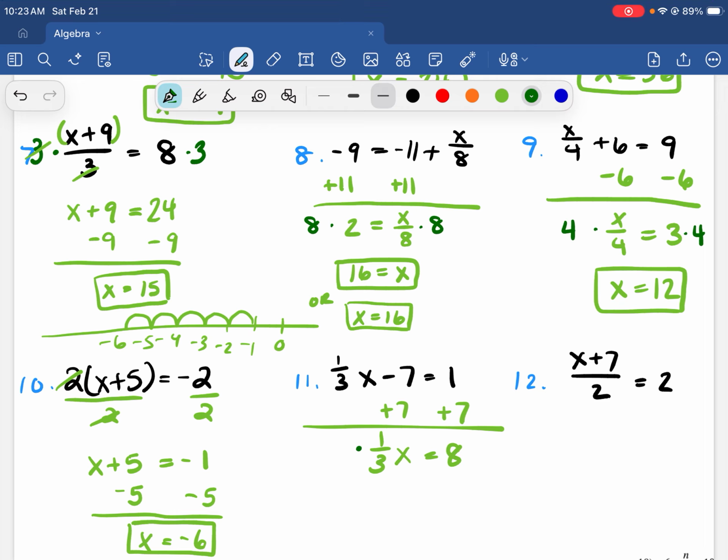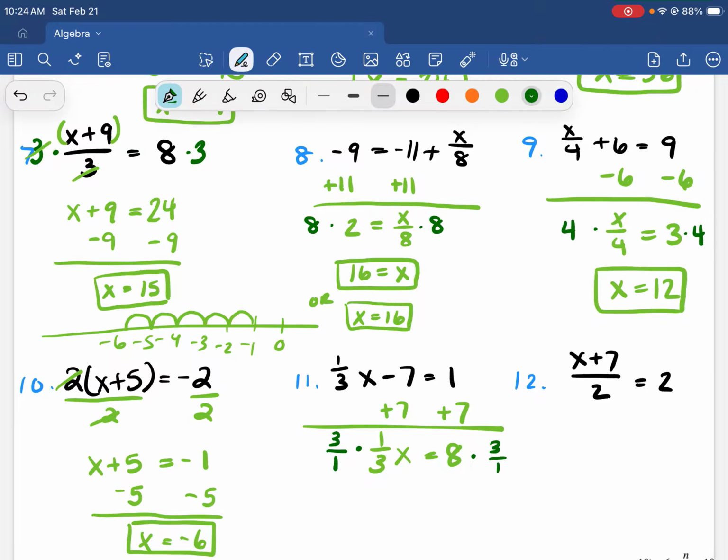So I'm going to multiply by the opposite of 1/3, which is 3 over 1. That is called the reciprocal when I flip the numerator and denominator. 3 times 1 over 1 times 3. So what I just said was 3 times 1 over 1 times 3. That is 3 over 3, or just 1x. And 8 times 3 over 1, or 8 times 3, is 24.